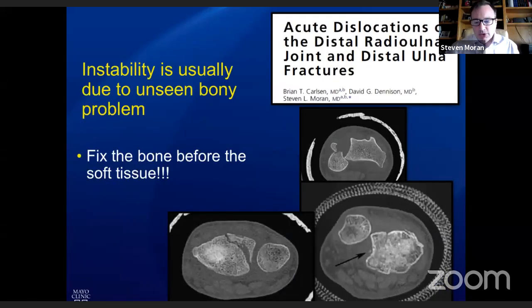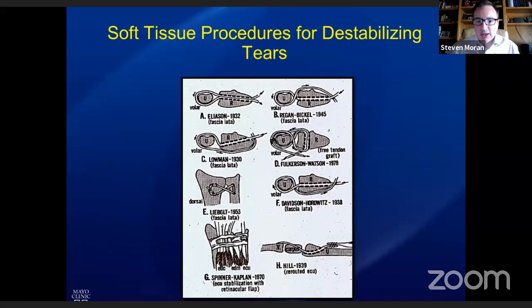So the bulk of chronic DRUJ instability is due to the fact that, as Dr. Kokar has just shown you, there was an unseen bony problem that has not been fixed. Whether this is the dorsal ulnar corner of your distal radius fracture that wasn't stabilized properly, or a missed avulsion fracture, those need to be corrected first. The technique that I'm going to show you is really for patients who corrected with an osteotomy, which is obviously much easier to perform than what I'm going to show you here.